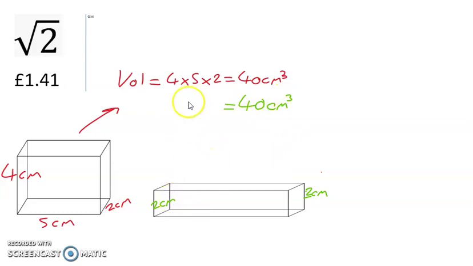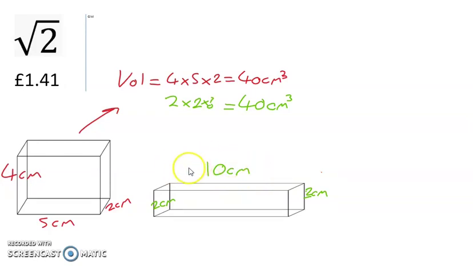We've already got 2 lengths. We've got the 2 and the other 2, but we don't know what the last one is going to be. And that's going to be the answer to our question. What is this mystery length? Well, it has to make 40. So 2 times 2 is 4, times something is 40. It must therefore be 10 centimeters.